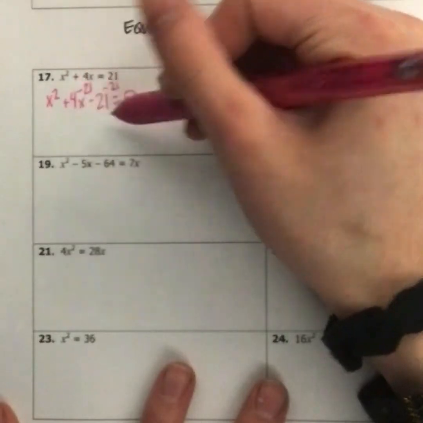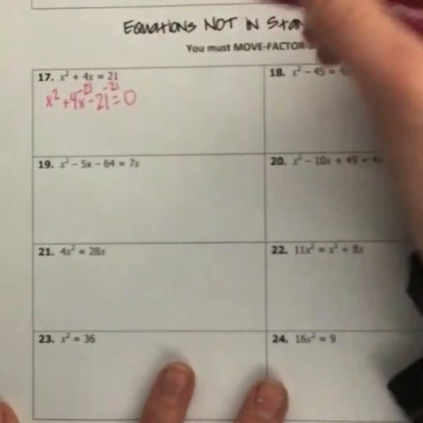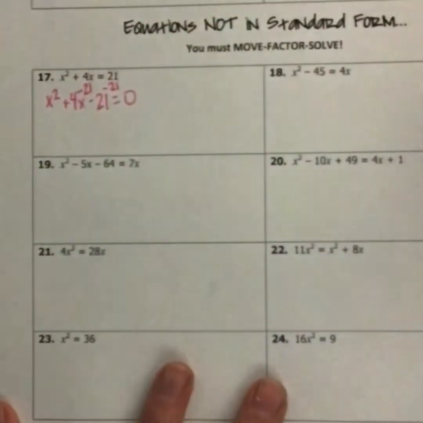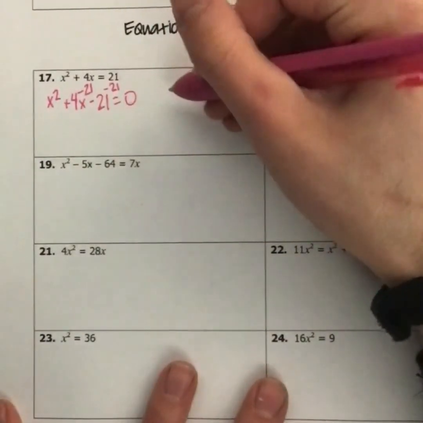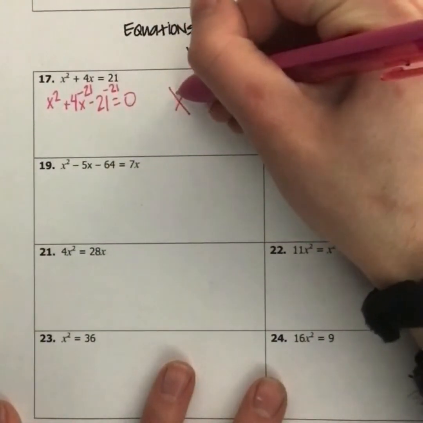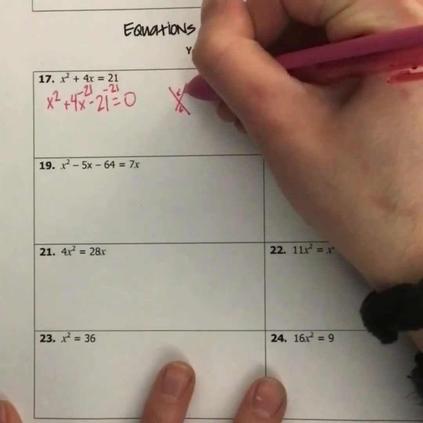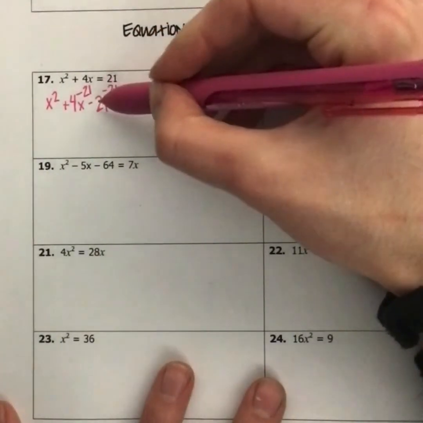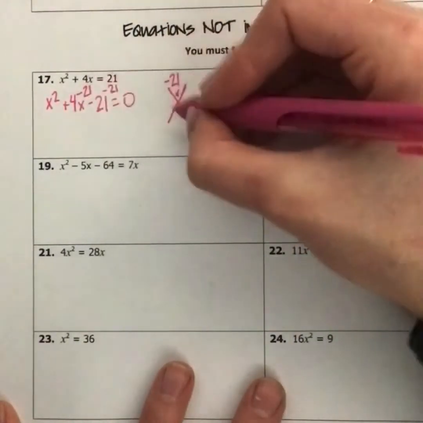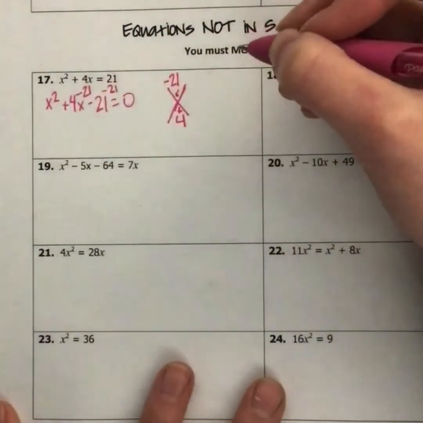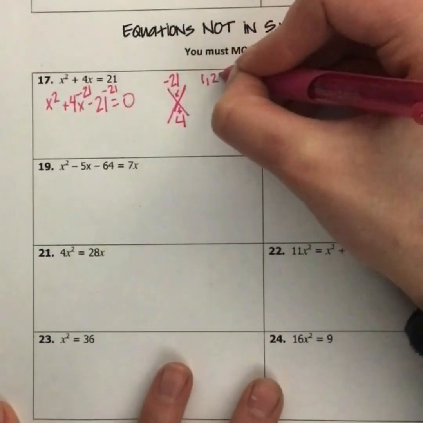So we can factor this now. I have a middle term and I have my last term, and we're equal to 0. So let's go ahead and set up our x method. Multiply on top, add on the bottom. I need to multiply to get the last number, which is negative 21, and add them together to get a positive 4. So we'll have 1 and 21.